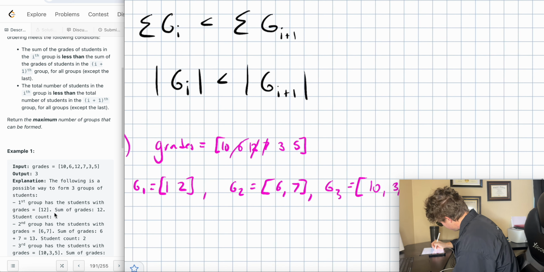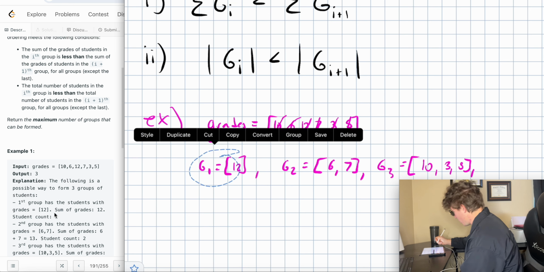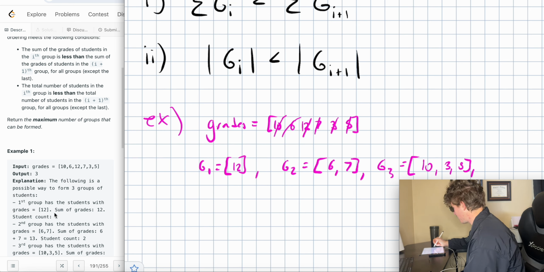And that's it. So with that, we were able to get, okay, this is confusing because it makes it look like it's 1, 2. So what? 12. All right. So 12, 6, 7, 10, 3, 5. And with that, we get 3 groups, right? So that's where we return 3.